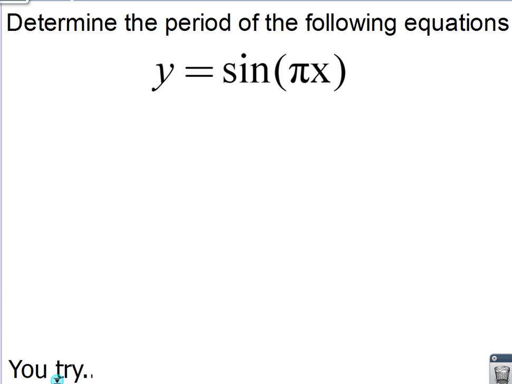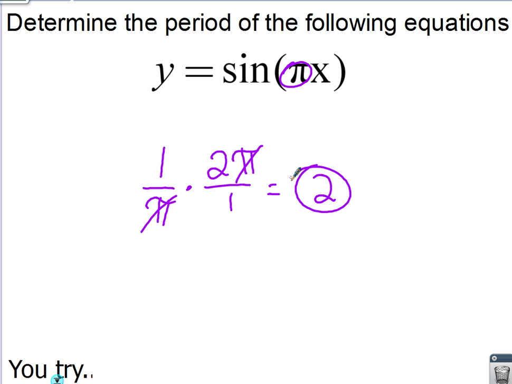Sine of pi x. Your normal period is 2 pi, but that pi here is going to compress it by a factor of 1 over pi. Pi's cancel. What's the new period? 2. This function has a period of 2. Any questions on how I did that?